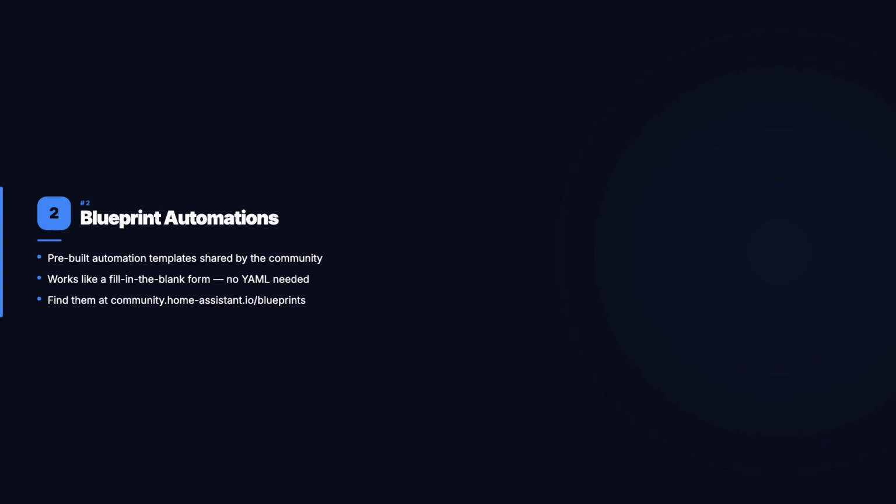Find blueprints at community.homeassistant.io under Blueprints Exchange. Motion-activated lights, wake-up routines, and away mode templates are all available and widely tested.